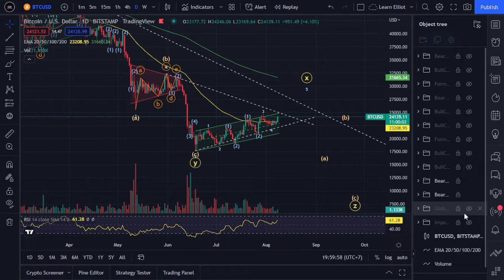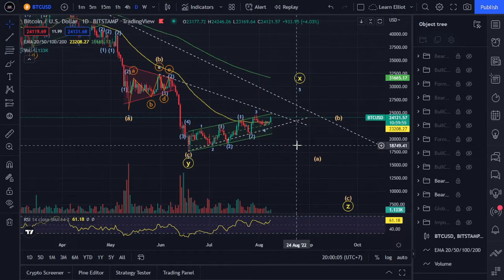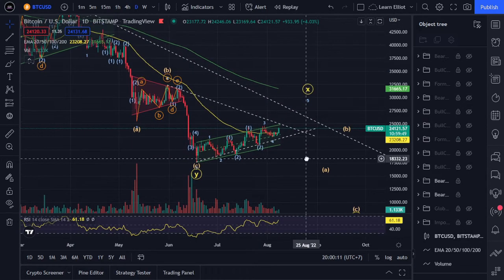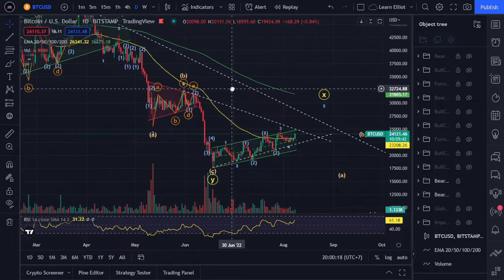Hello, welcome to a quick overview of Bitcoin technical analysis price movement. So let's get into it. I'm going to show you different possibilities of bear case and bull case here. So we are now in daily time frame. Let's take a look at the bear case scenario first.